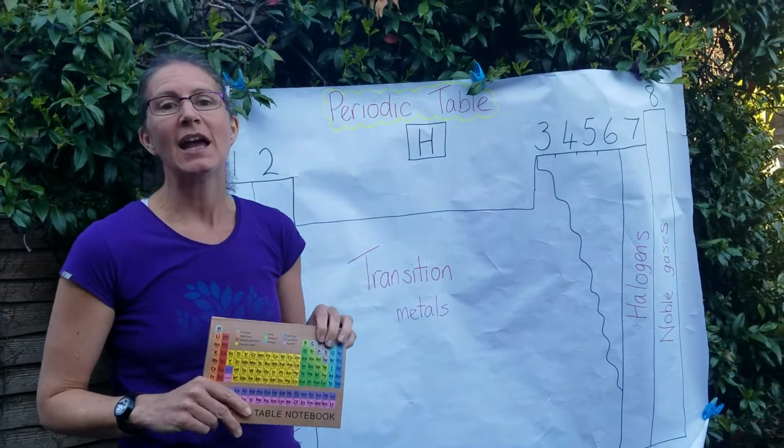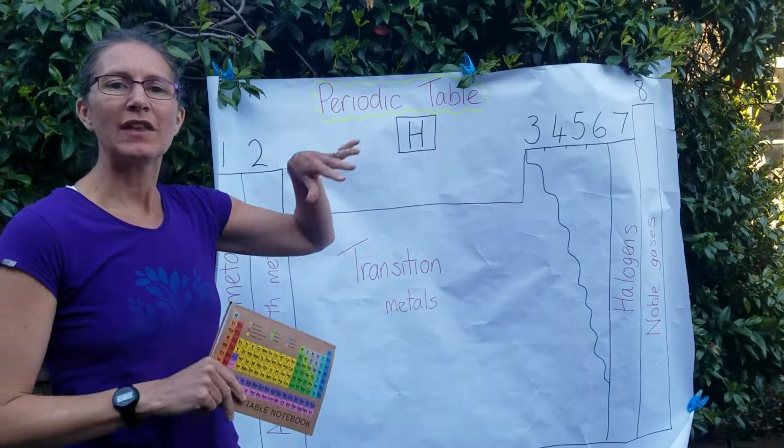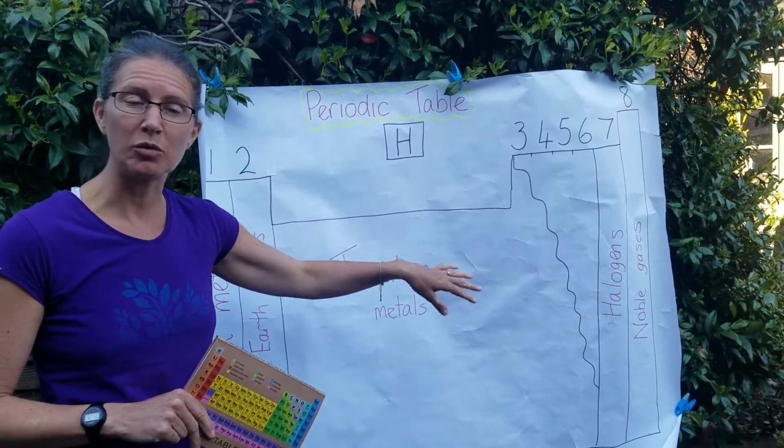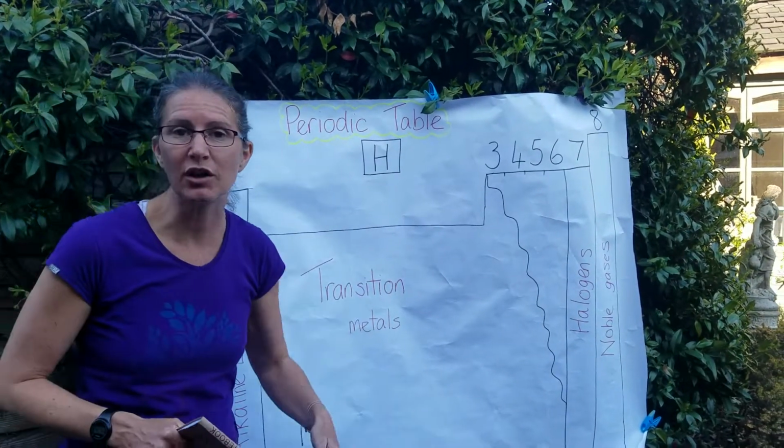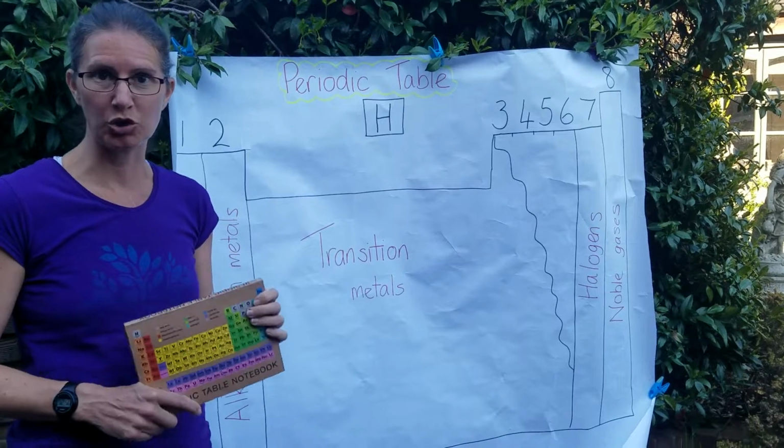Task 3 is to explain this table of elements. So what does it mean? What's going on? What's the position of the elements mean? What does that show us?